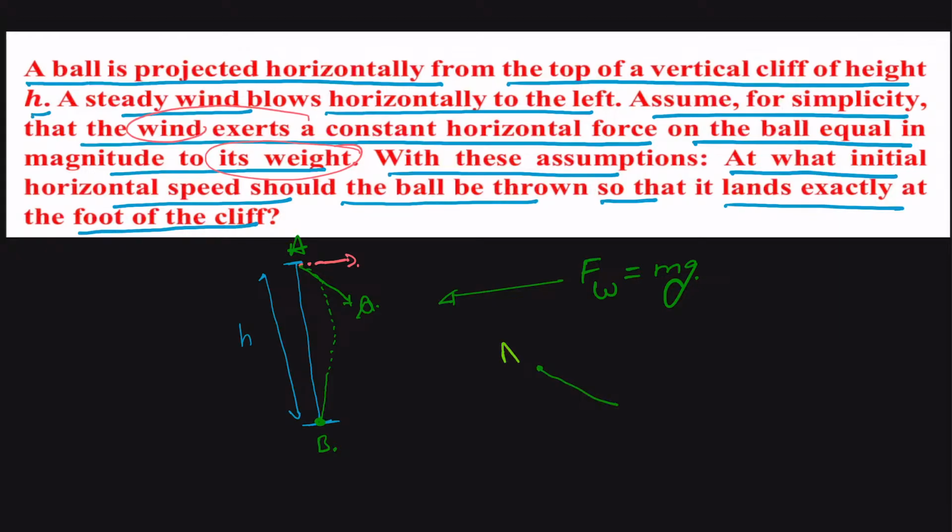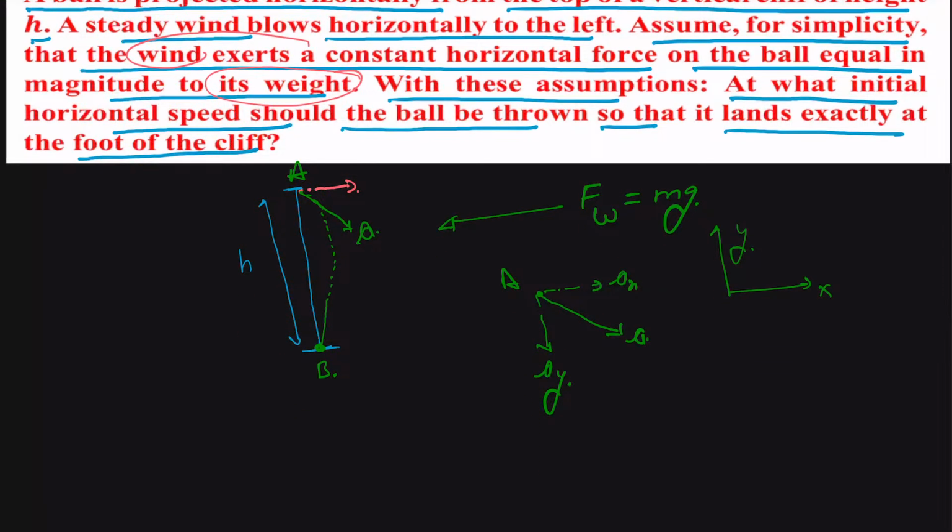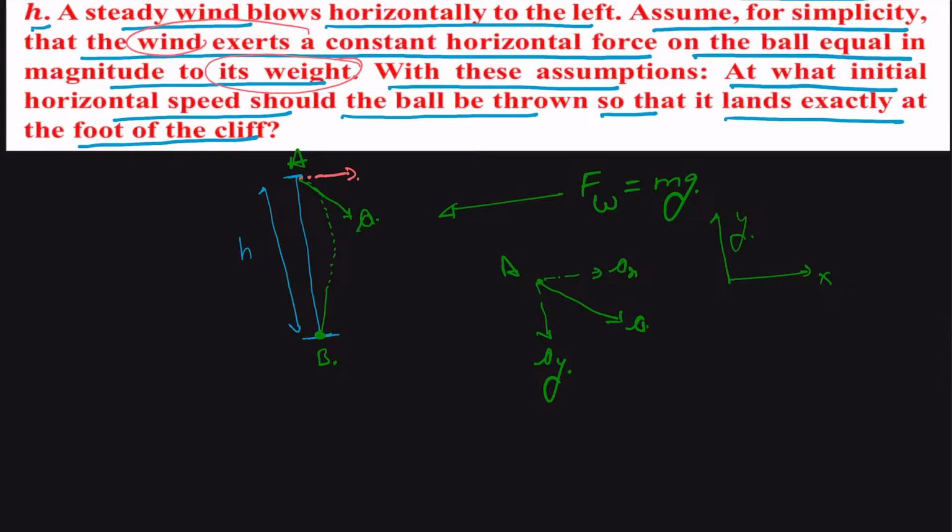So this is our point A, and this is our acceleration a. So one acceleration will be a of x, and the other one will be a of y. Okay, so these will be our two accelerations. If we take a coordinate system, this is our x and this is our y. Therefore, we have two accelerations, horizontal as well as vertical acceleration.